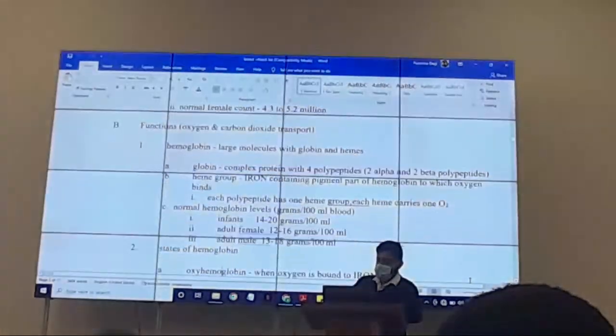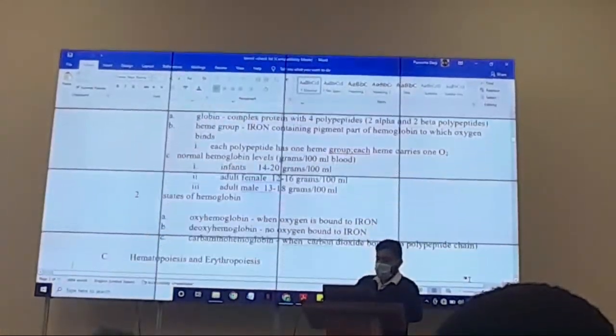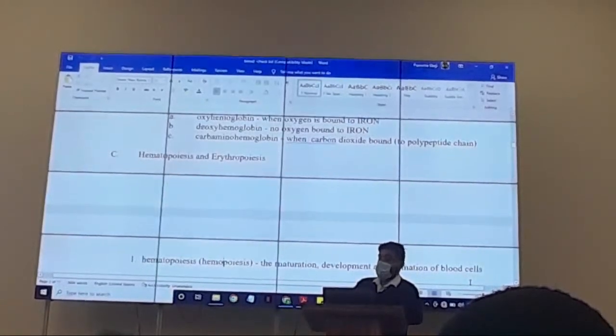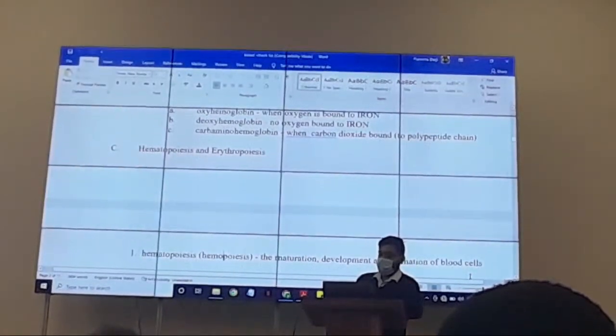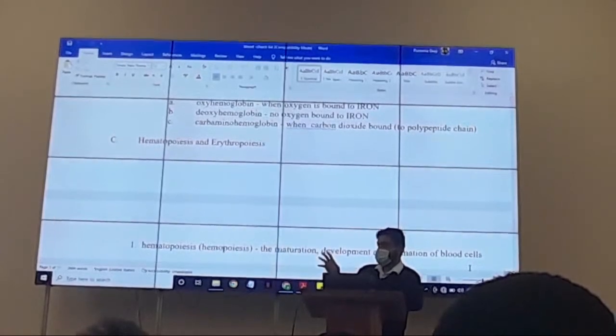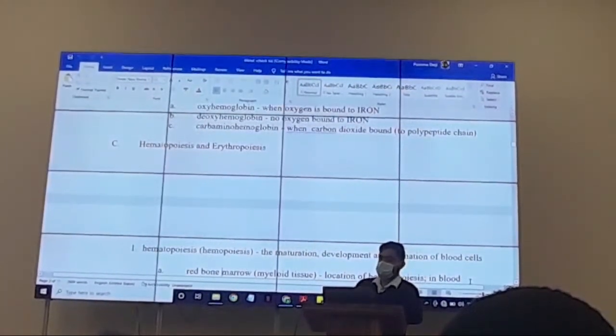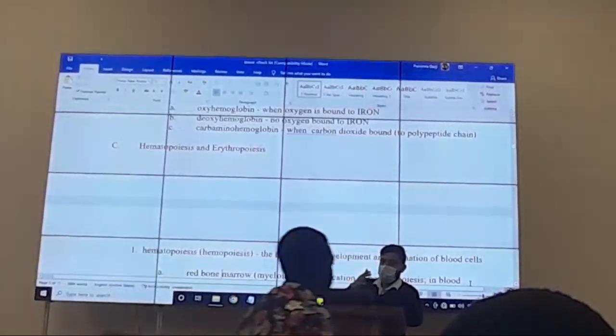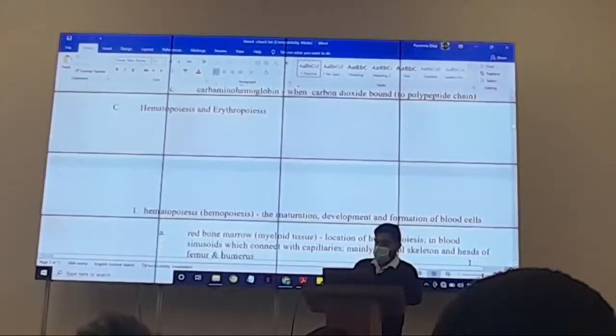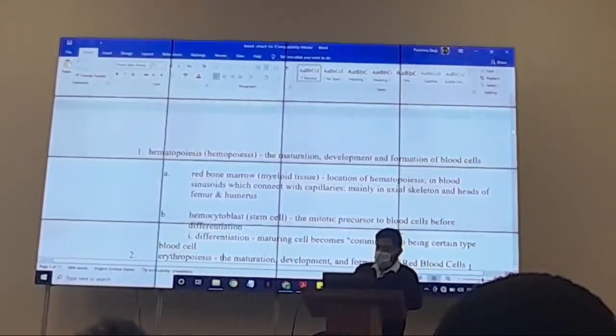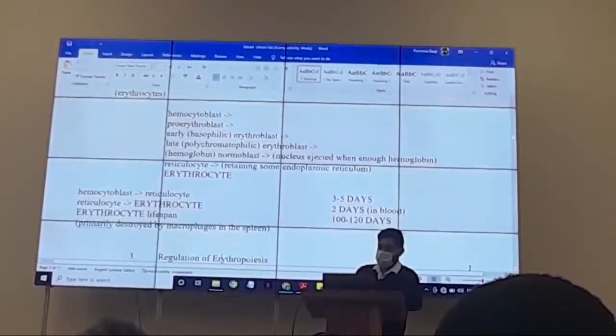We looked at the structure of hemoglobin, and then we looked at hematopoiesis, where we specifically focused on erythropoiesis, the different stages of how a red blood cell matures from its blast stages into a mature red blood cell. We looked at the various factors that are necessary for the formation of red cells. Remember, we looked at the role of erythropoietin.